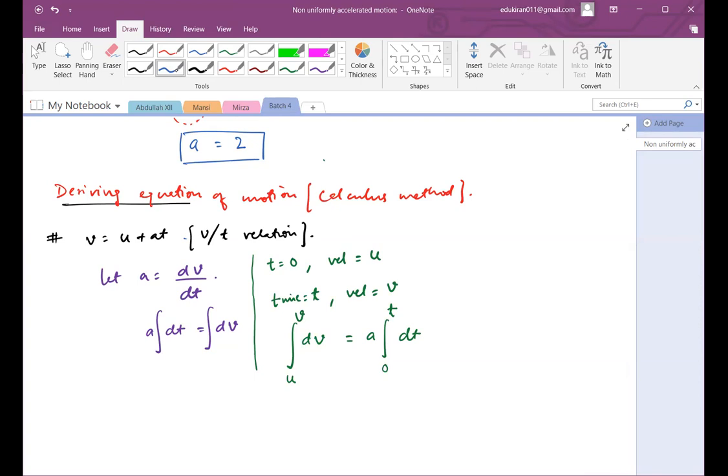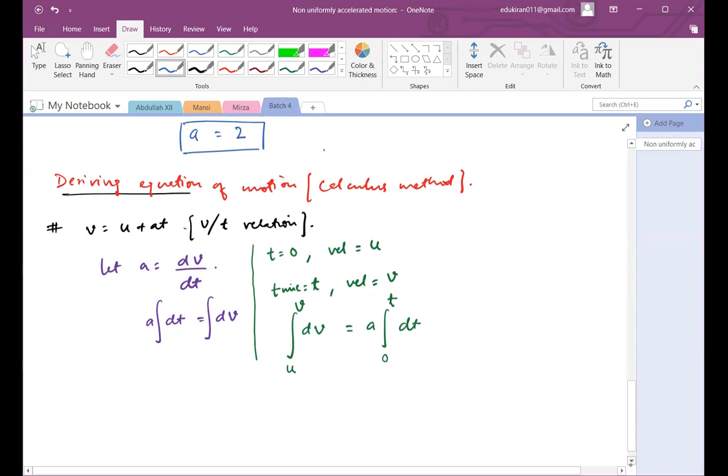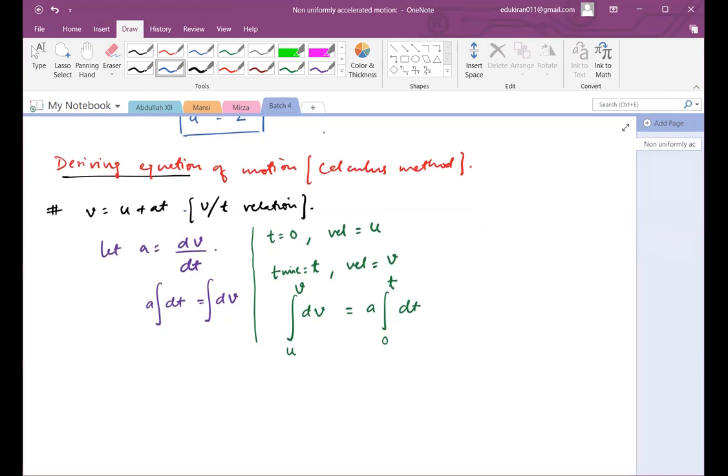Is it clear to this part? Akash, is it clear? Yes, sir. Now, dv on integration will give you just v, limit from u to v, is equal to a, being constant, take it outside. dt on integrating will give you t, limit from 0 to t.